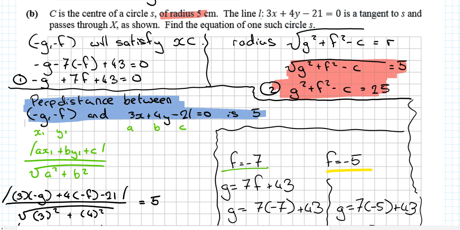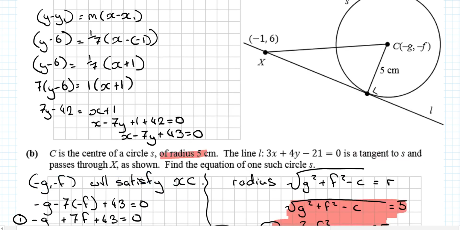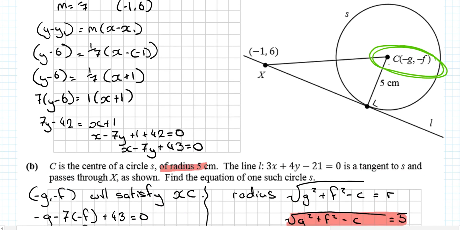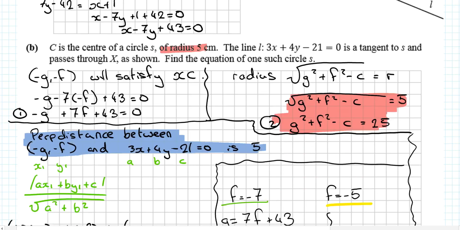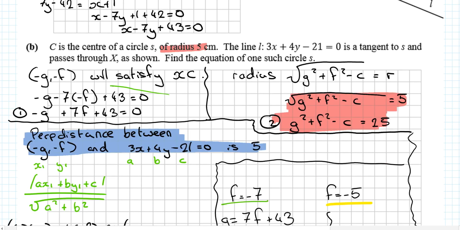Anything else that we have? Yeah, we also know that the center, minus g, minus f, satisfies XC. Remember, minus g, minus f is actually on that line. We've found the equation of this line right here. It's something we just found. So minus g, minus f should satisfy it. Look, I sub it in and I get an equation with 2 unknowns.